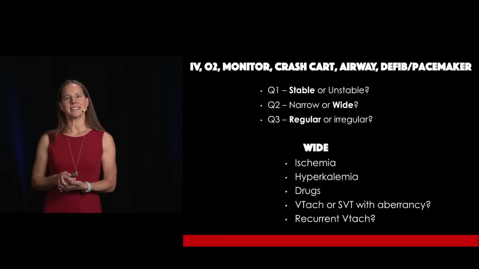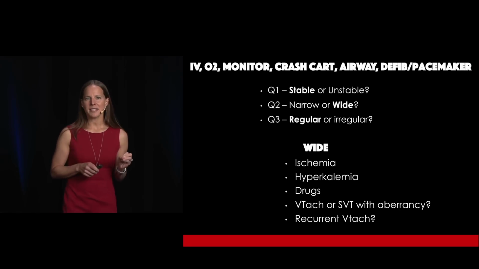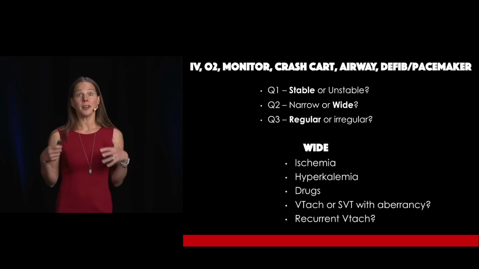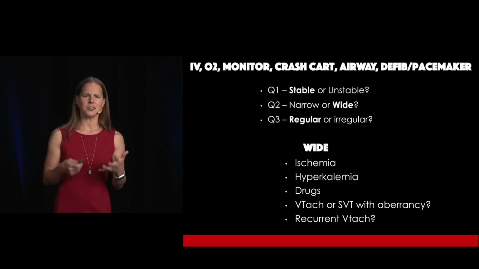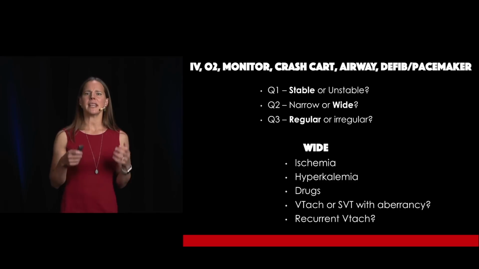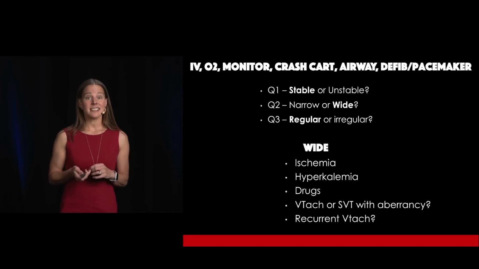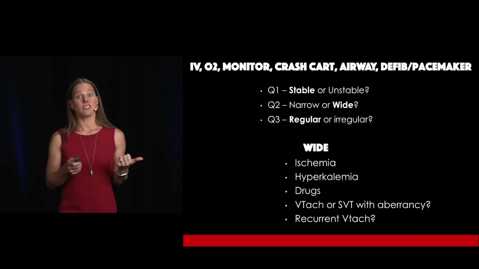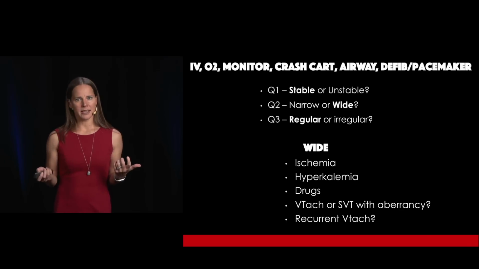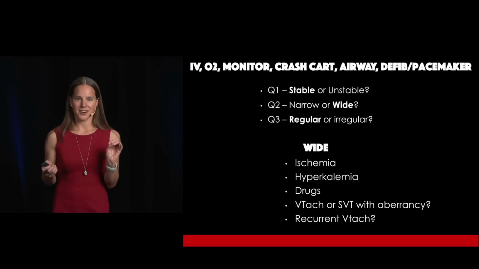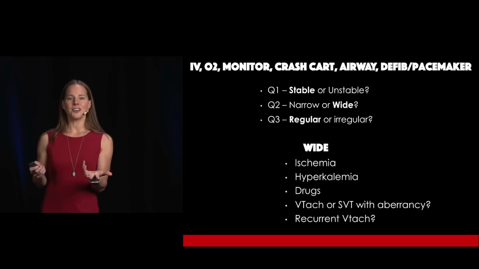So here's our home base. You see a wide complex tachycardia, you jump out of your seat, you go see the patient, and you do what emergency physicians do. You get an IV, O2, monitor, crash cart, airway equipment, and your defibrillator near the patient. And you're gonna ask, is this patient stable or unstable? Is this narrow or wide? Is it regular or irregular? So we are focusing on the stable, wide, regular tachycardias today, and here is your differential.